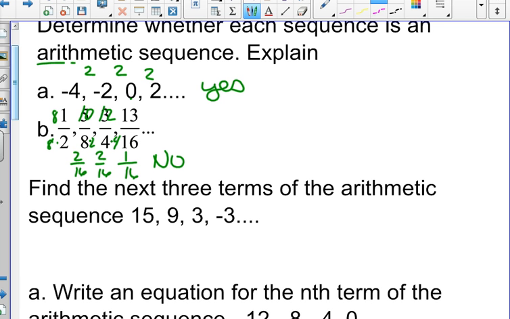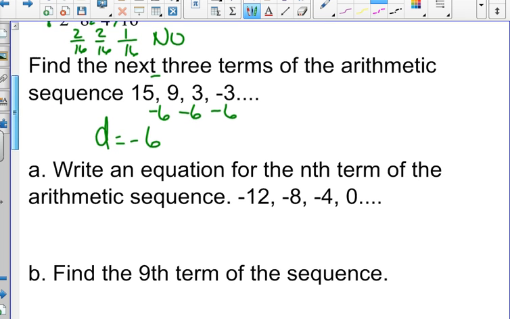Okay, find the next 3 terms of the arithmetic sequence. So you find the common difference. 9 minus 15 is -6, 3 minus 9 is -6, -3 minus 3 is -6. So the common difference is -6, you write it as d equals -6. That's what the common difference is.